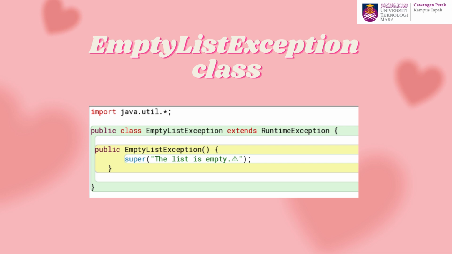This is a custom exception that extends runtime exception. It is used to show an error when the list is empty, and we try to access or remove an item. The constructor calls super and shows the message: the list is empty warning. This makes it easier to handle errors clearly in the program. So, if we try to remove or get an item from an empty list, this exception will be thrown.